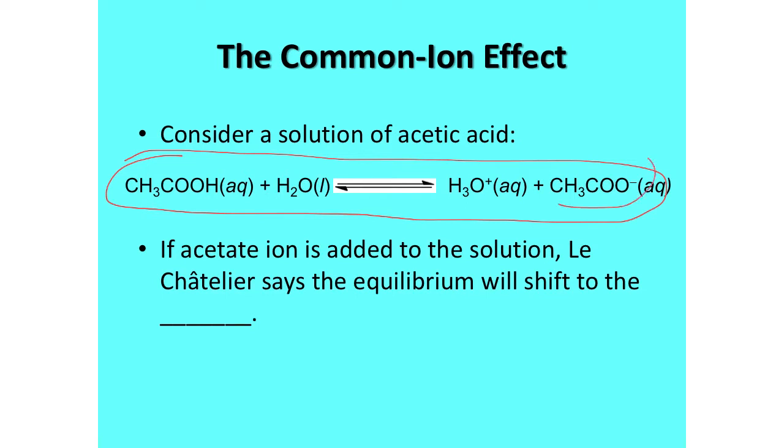So if we increased the acetate ion, that would cause the equilibrium to shift to the left, or the reverse reaction would be favored, because if we have too much of the acetate ion, we would need to move away from that. So if we add an ion that is in common, then it will impact that, and the equilibrium would move away from that ion.